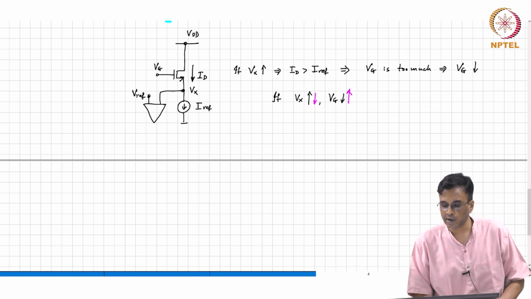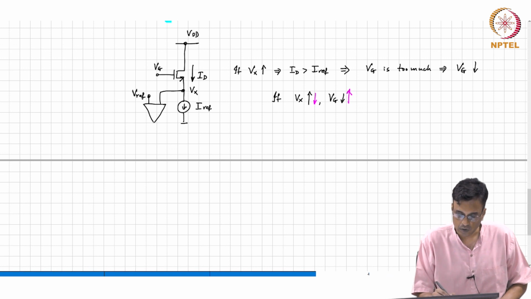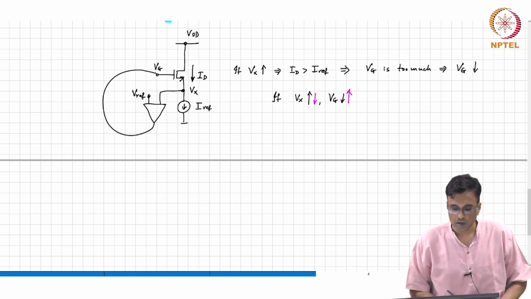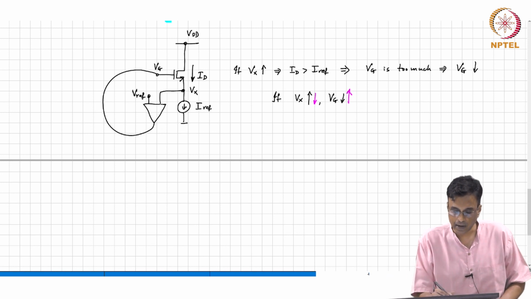So, what comment can we make? It is a voltage controlled voltage source. What must be the gain of this voltage controlled voltage source? Infinite. And so, what must be the signs of the op amp? Source must be negative.